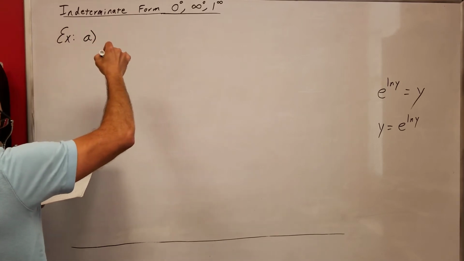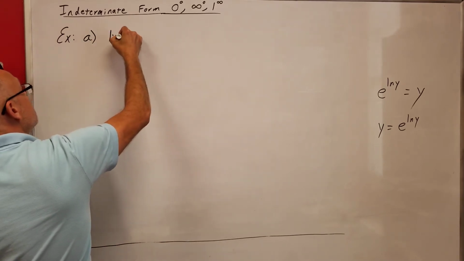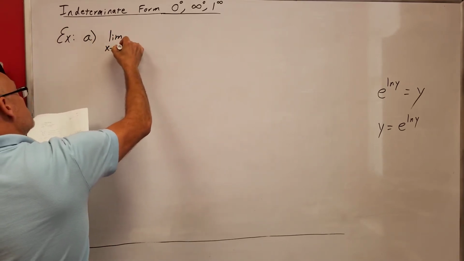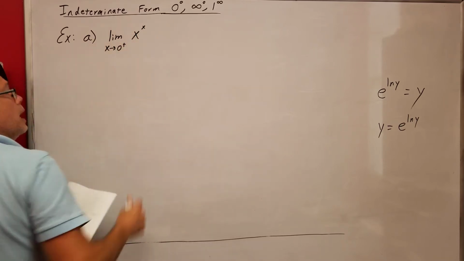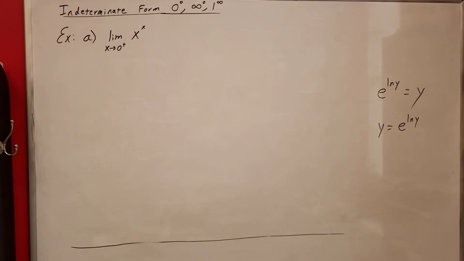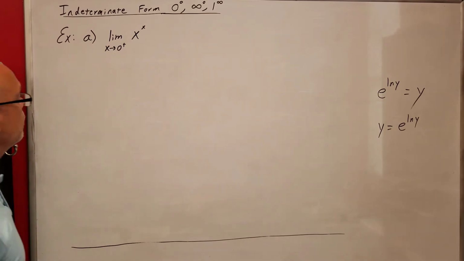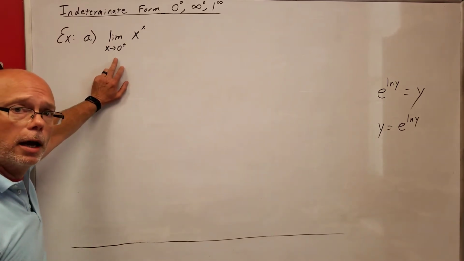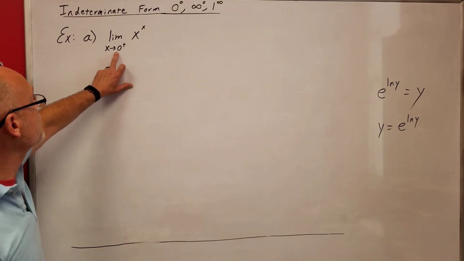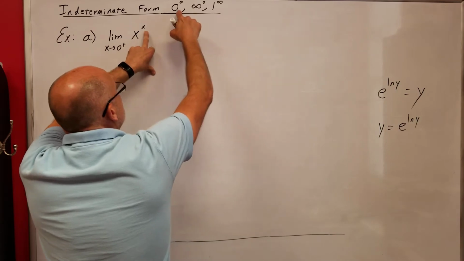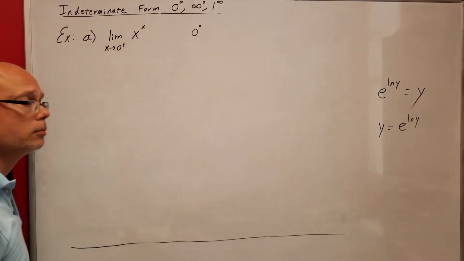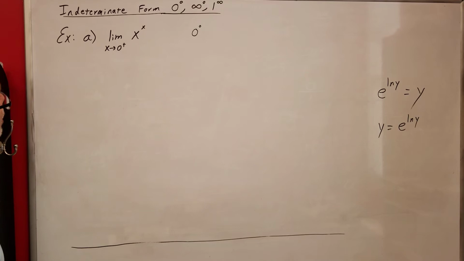In part A, we're going to want the limit as x approaches 0 from the right of x to the x. All right, let's see which form we have. As x goes to 0, that goes to 0, and that goes to 0, so I have the form 0 to the 0. So I have that form, right? So what do I do if I have that form?